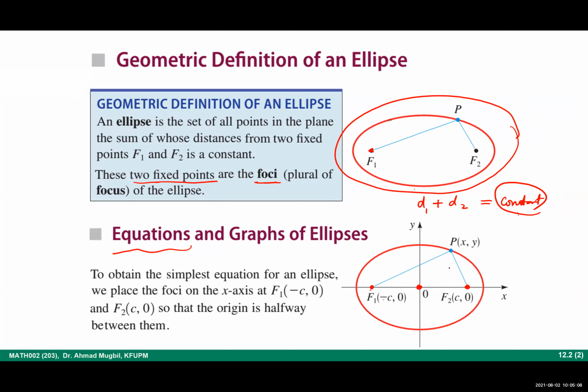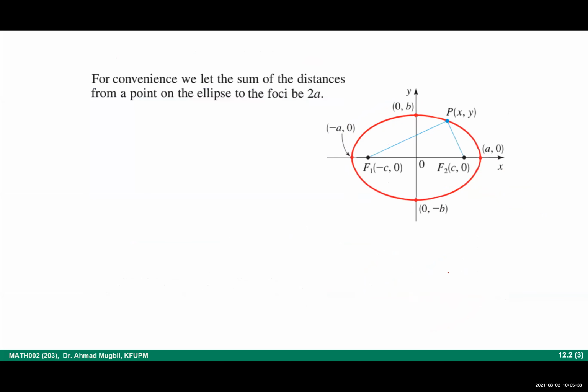Okay, now D1 and D2, these two distances, the sum of them must be equal to a constant, as we said before. Now the question is, what is this constant? To find an answer for this, we will call this point, which is on the x-axis, A and 0. This point here is negative A and 0 because it is symmetric. So here we are. These are the points.